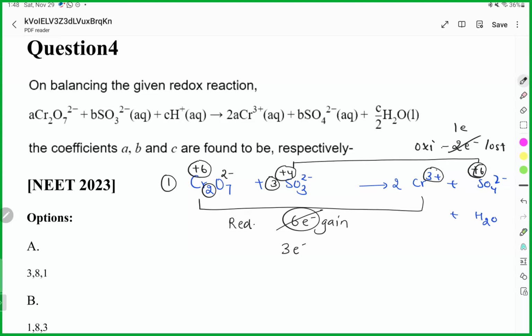It is gaining 6 electrons. It is losing 2 electrons. It means there should be 3 molecules, each losing 2 electrons, total 6. Any doubt, guys?